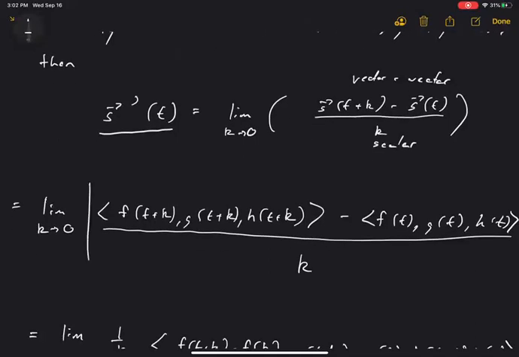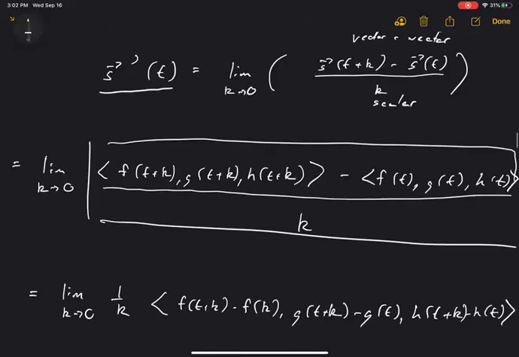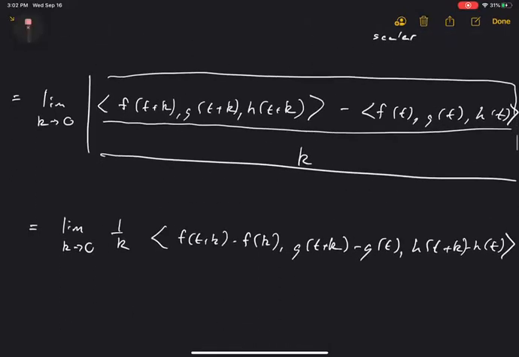Well, forget about the limit for a second, and let's just consider that fraction and write it in component form. I can rewrite this fraction like this: f(t+k), g(t+k), h(t+k), minus f(t), g(t), h(t), all divided by k. And let's bring this k out front.